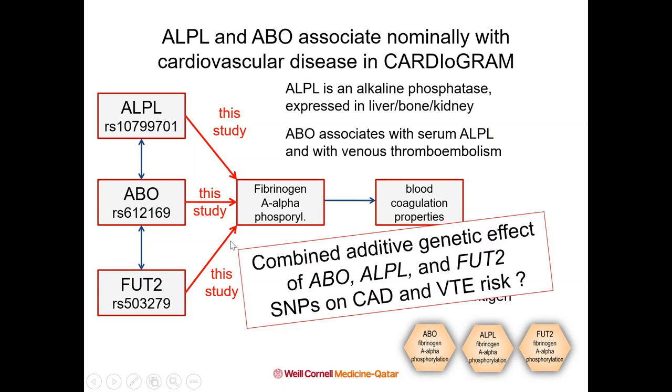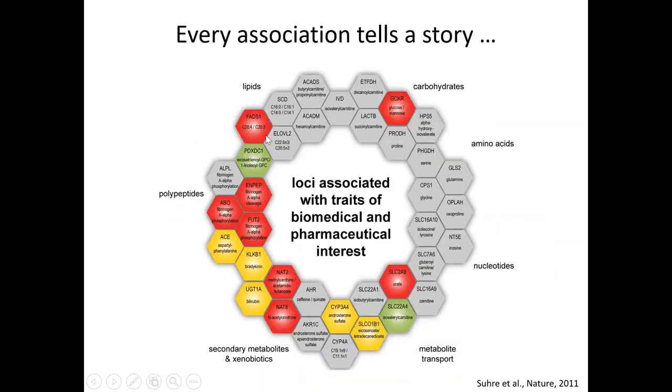So the whole thing really makes out a total story, and together you would now speculate that there's a combinative, additive effect between these three genotypes on cardiovascular and venous thromboembolism risk, because that's what these variants are associated with. All right, and bring this now to the disease endpoint.